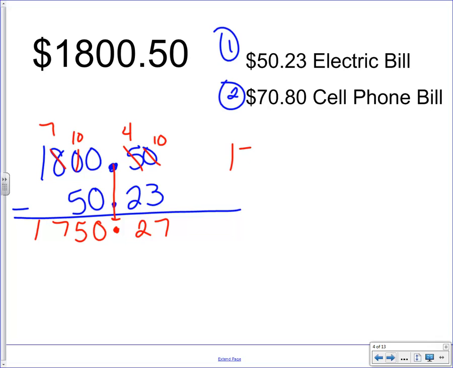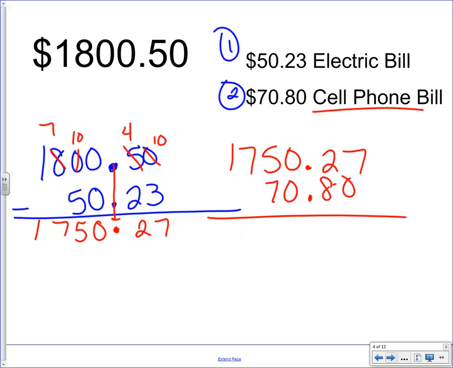So now I'm at a point where I need to take what's in my bank and subtract my cell phone bill up here. So I need to line up my decimal points and subtract. I'm going to bring my decimal point down into my answer, and I'm going to start subtracting.